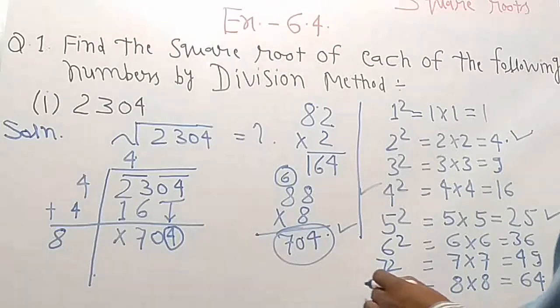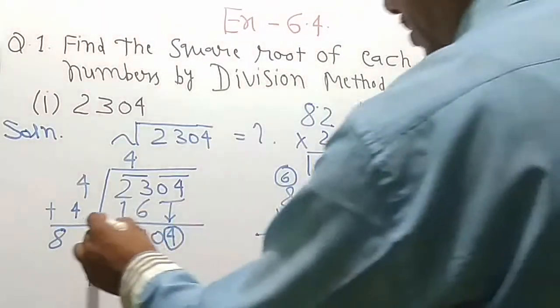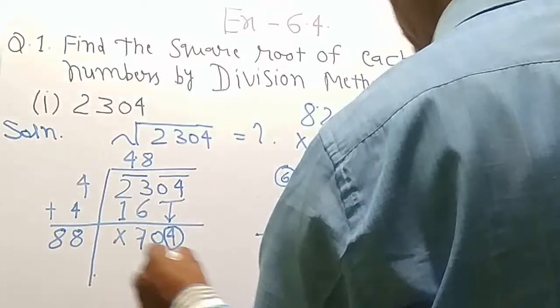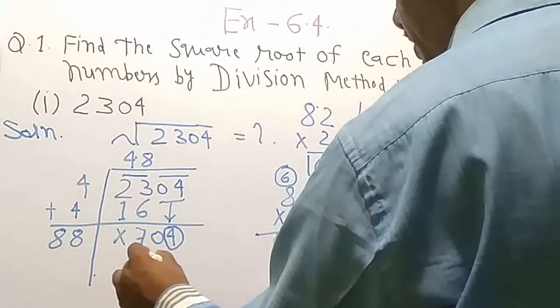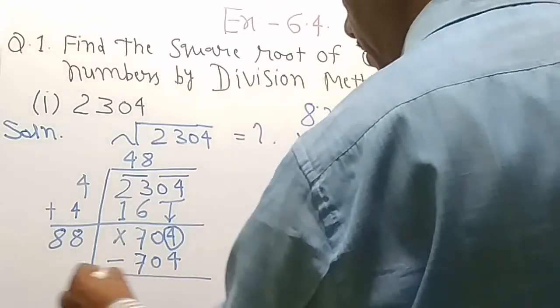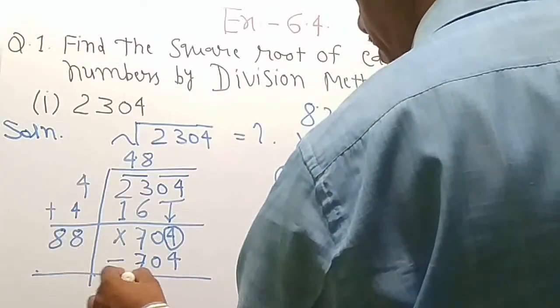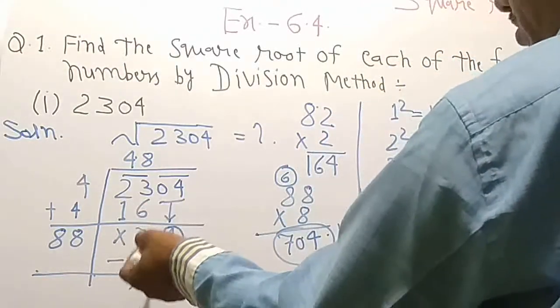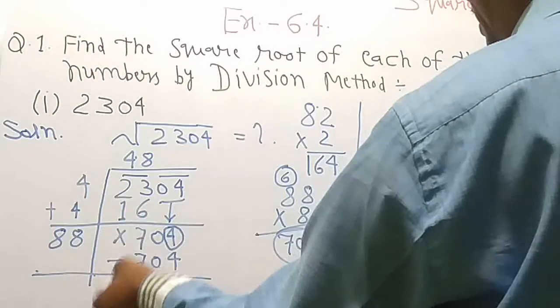So we are using here the 8. We write 8 here and 8 here. It gives us the 704. Then we subtract it. So finally what we get here, nothing, nothing, nothing. 4 minus 4, the 0, 0 minus 0, 0, 7 minus 7, 0.